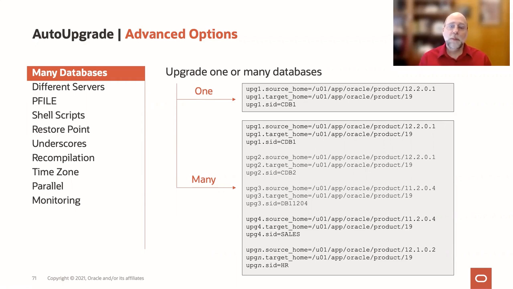So while it can be as simple as three lines in a config file for AutoUpgrade of one database, it's also pretty simple to have just three lines for each database that you want to upgrade on a server or cluster. You can separate them using those identifiers. Those identifiers like UPG1 can be anything you want. It could be DB1 or DB2, whatever that is. Put them all in one config file and we'll manage the rest.